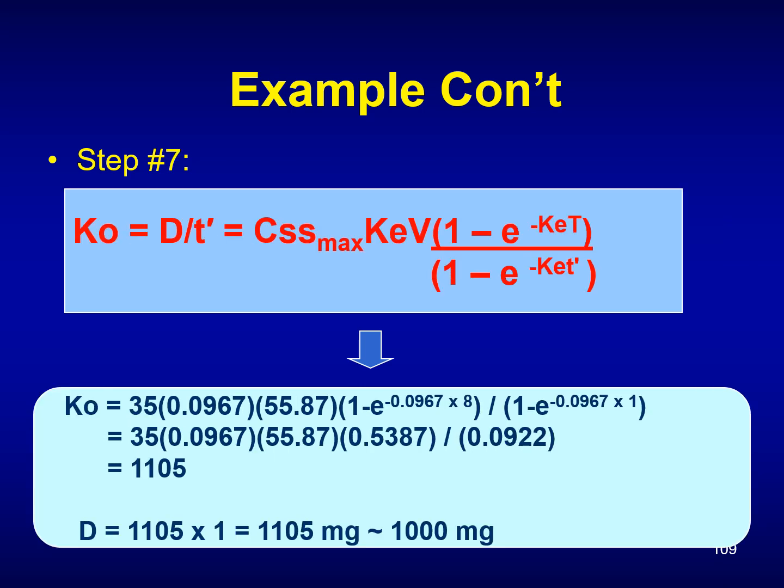Step 7 is to calculate the new dose using the K0, the infusion rate equation. In this case, we have to use desired Cmax because we're trying to target the desired Cmax with this new regimen. However, we use the patient's actual Ke and V, so we're customizing the dose to the patient's own PK parameters. K0 is 1105, so the new dose is 1105 times infusion time of 1 hour. So that will give us an approximate dose of 1000 milligrams.